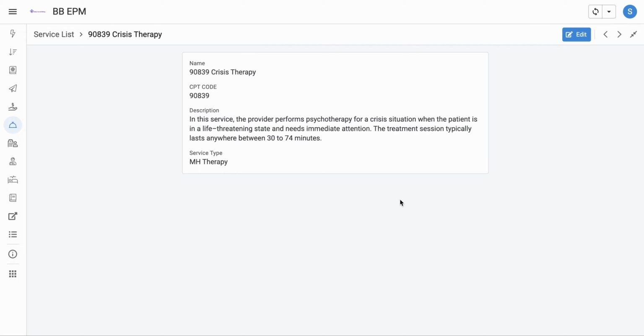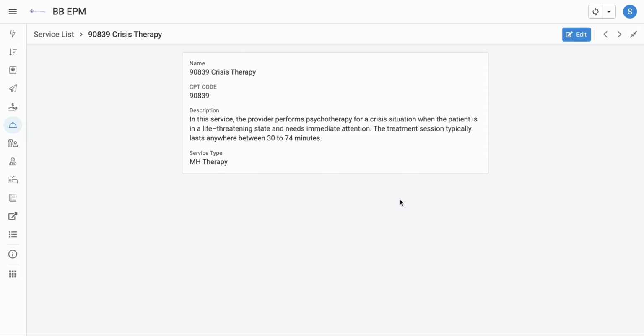90839, crisis therapy. In this service, the provider performs psychotherapy for a crisis situation when the patient is in a life-threatening state and needs immediate attention. The treatment session typically lasts anywhere between 30 to 74 minutes. So as you can see, the time gap for this one is significantly larger than some of the other time codes. For crisis therapy, the 90839, we will be using this for any time spent with the patient, 30 to 74 minutes.